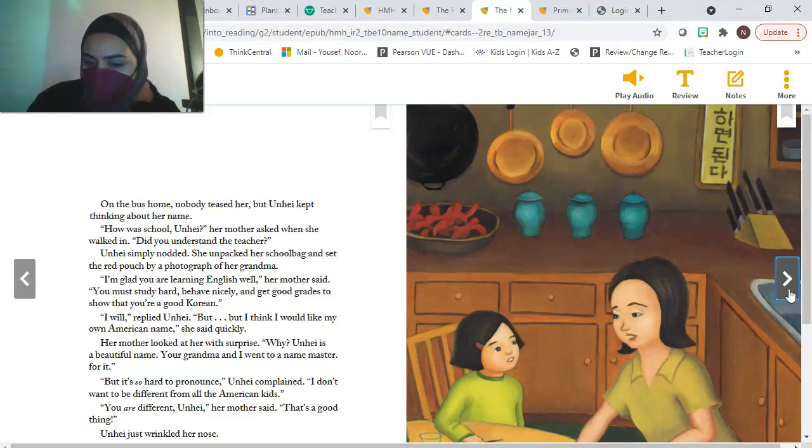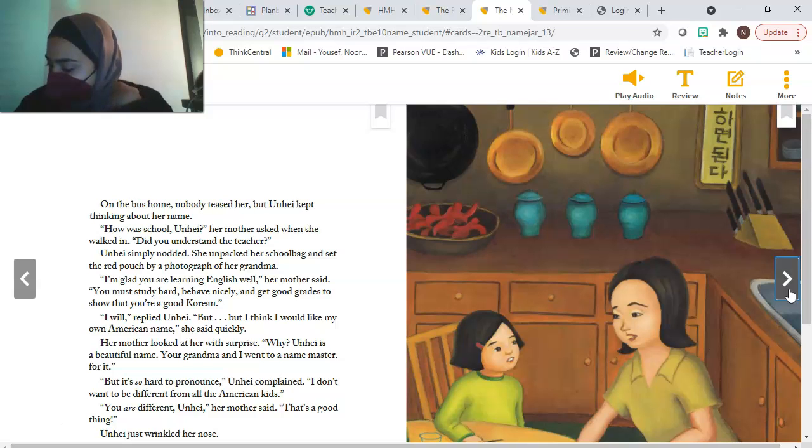What do you think a name master is? Her mom said we went to a special name master to give you your name. What do you guys think that is? Just guess. What is a name master, JC? Very good. Maybe a person who gives you ideas for names, right? That's actually very good. That's right. They're people who name children.